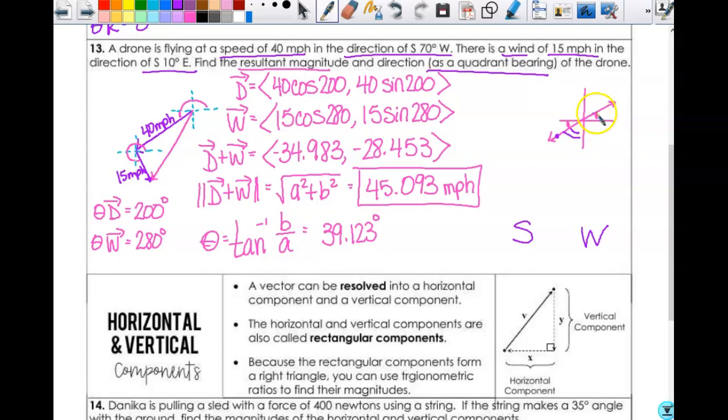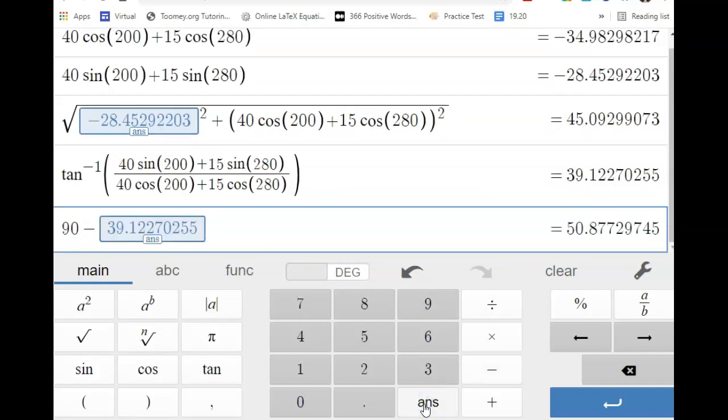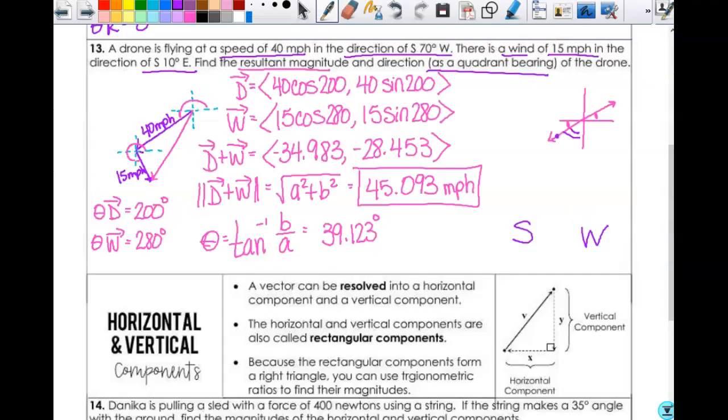Well, if this is the 39-degree angle, so is this because they're vertical angles. I want this part of it. So if I just take 90 and subtract this part, I'll have the angle I want. So I'm going to say 90 minus that last answer, and I get 50.877. So it's south, then 50.877 degrees west. I'm going to rewrite that.